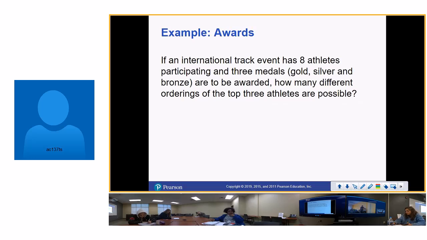Okay, here's order. So this is a permutation. If an international track event has 8 athletes participating and 3 medals, gold, silver, bronze, awarded, how many different orderings? This is a permutation. So write this problem down, and this is an example of permutations. There's also a horse problem. Horses at a track, coming in first, second, and third. This is the same type of problem.